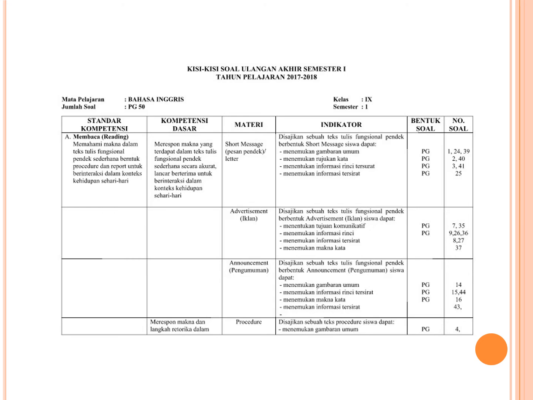And then this is another example of table of specification or TOS for 2013 curriculum. We have KD, and then, oh my god, this is KTSP. Ini masih SKKD. Harusnya KIKD. And then the materials and also the indicator and the form of the questions. It can be PG, pilihan ganda, ya. Okay. And then the number of the test.